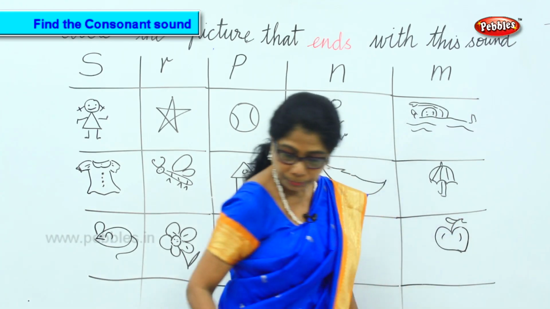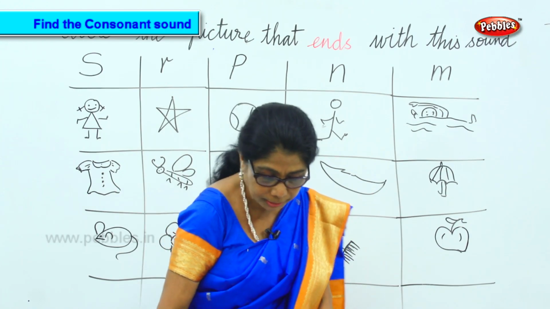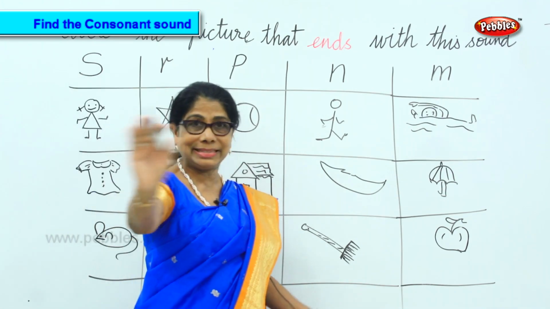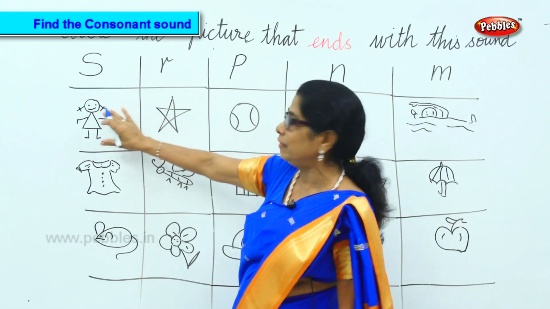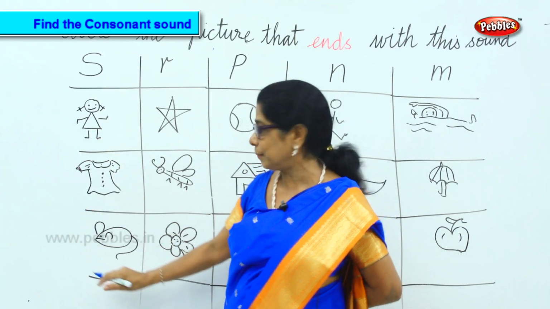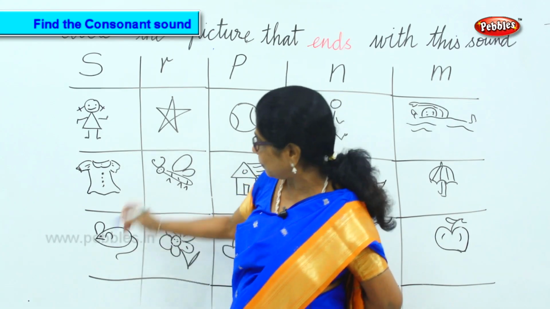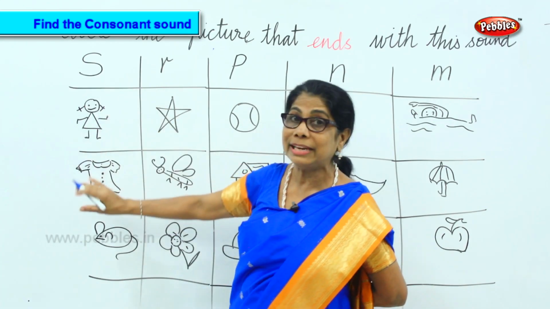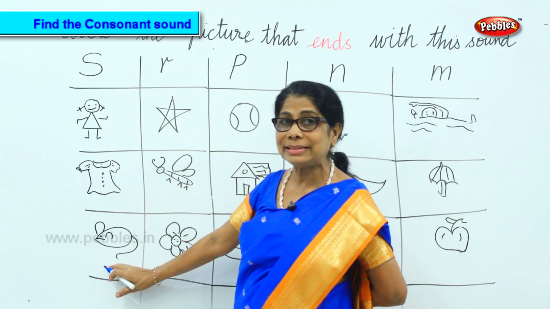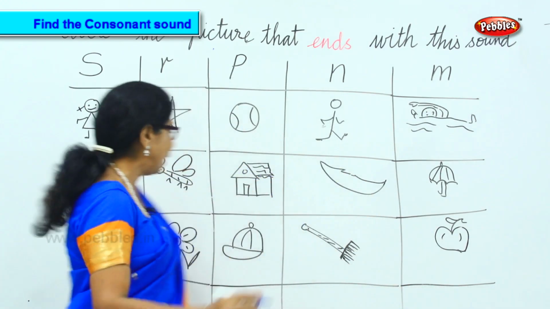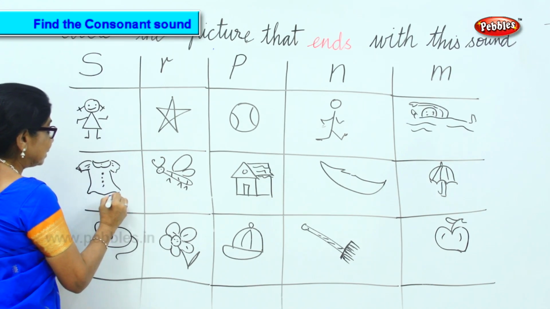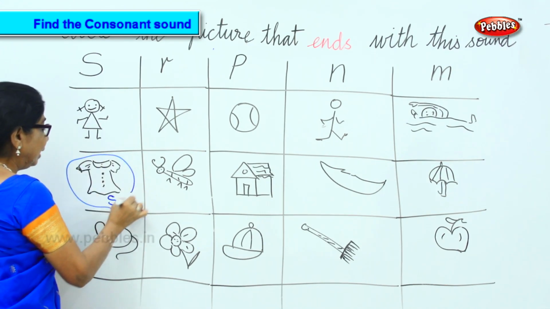Fine, look at the sounds now. We are going to circle the picture that ends, ending sound we are looking at. The first we have S. Okay, so we have pictures here, girl, we have a dress, and then we have a rat. Now, so what it ends with? S, dress. This is girl, rat and dress. So S. It ends with the letter S. So we circle the dress.